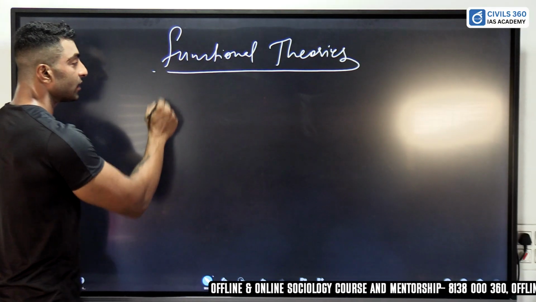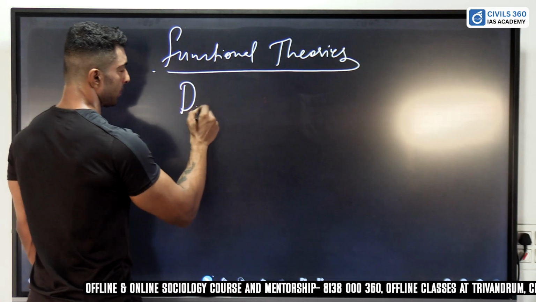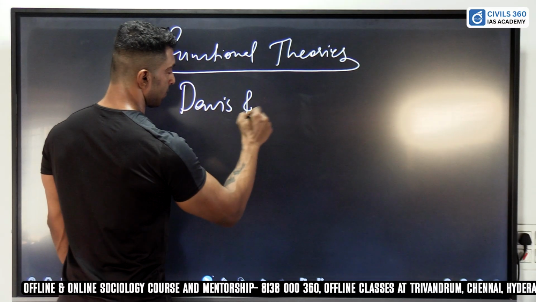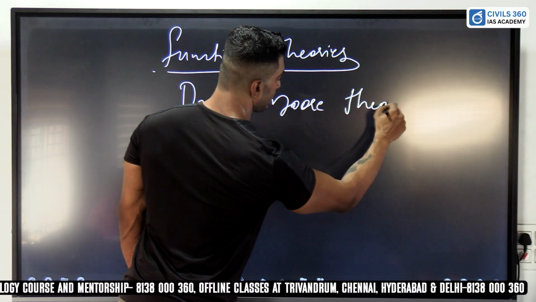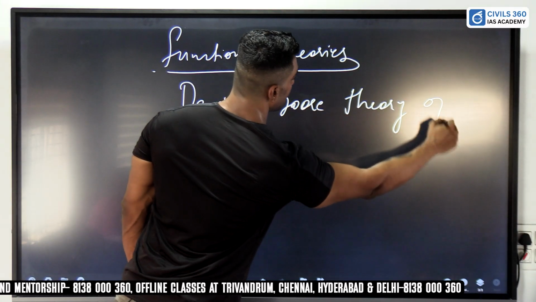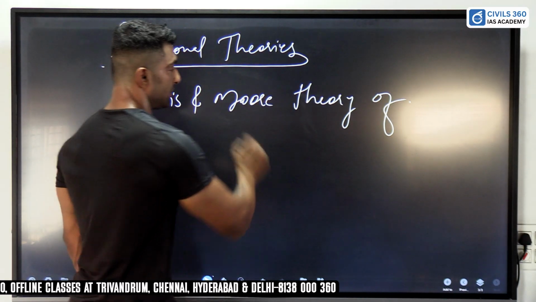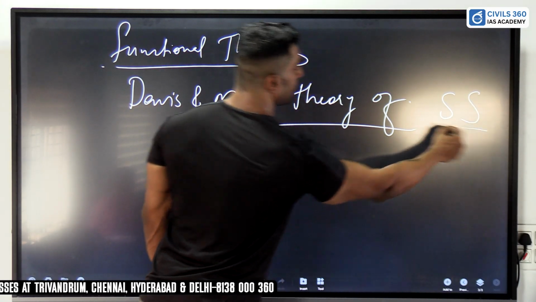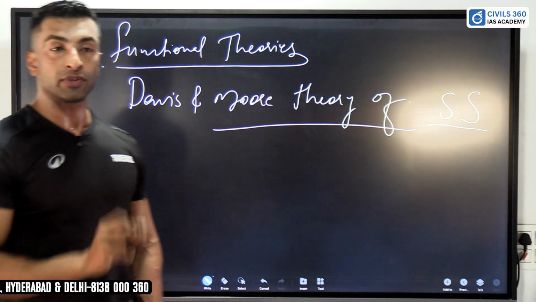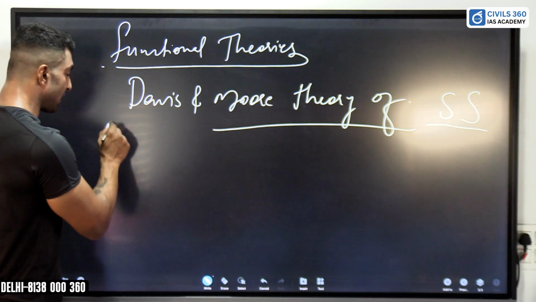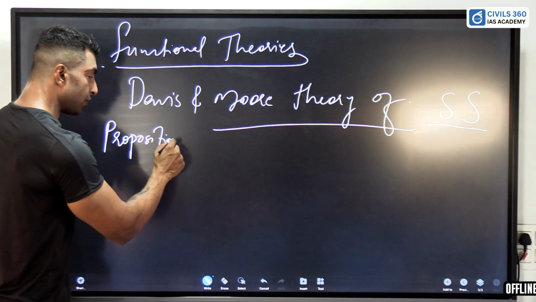Okay, so now let's start with Davis and Moore's theory of social stratification. Let's start with the propositions first. These are very easy. Once you learn this, you will never forget it.